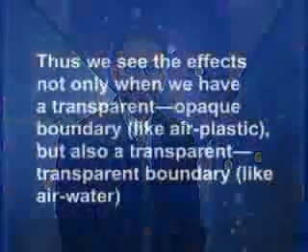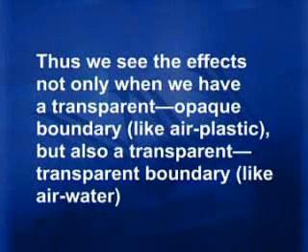So whenever a photon interacts with a surface boundary, we have certain visible objects there. Thus we see the effects not only when we have a transparent to opaque boundary, like in case of air to plastic, but also a transparent to transparent boundary, like from air to water. So we have to keep in mind and take care of all these things.